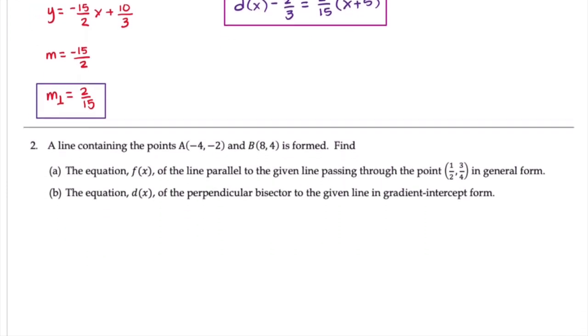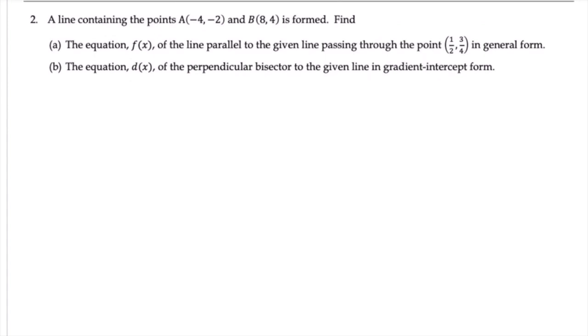Let's take a look at this next one here. A line containing the points A (-4, -2) and B (8, 4) is formed. Part A: find the equation f of x of the line parallel to the given line passing through the given point, in general form. And part B: write the equation d of x, which is the perpendicular bisector to the given line, in gradient-intercept form.